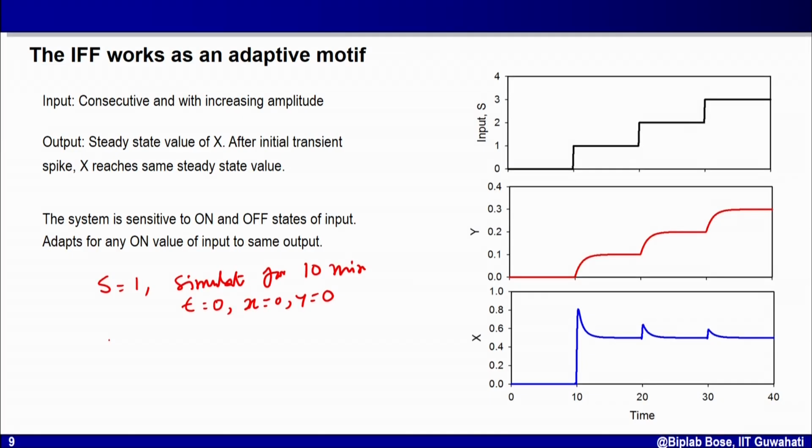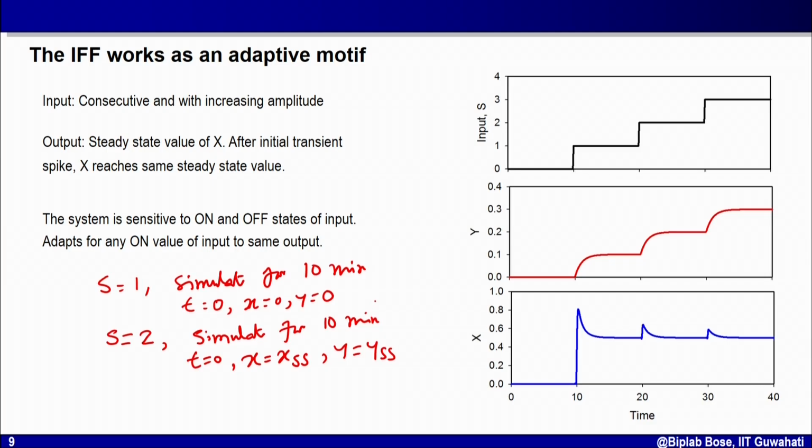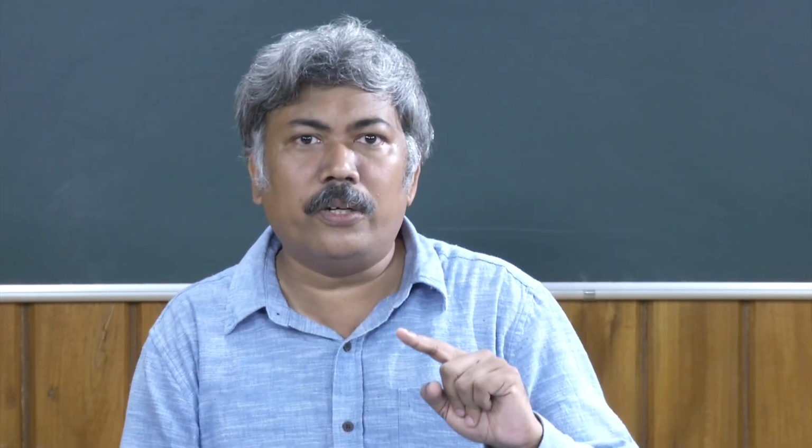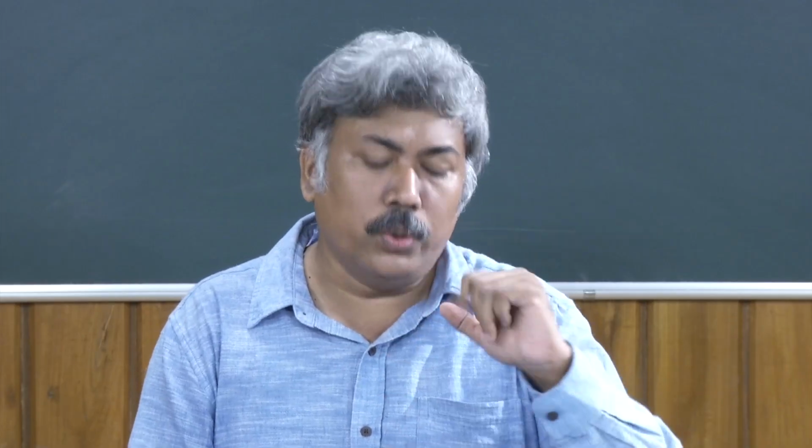I note down those steady state values. And then I again do another simulation with s equal to 2. Again simulate for 10 minutes. But in this case, at initial condition t equal to 0, x is equal to x steady state that I have got earlier, and y equal to y steady state. These two values are coming from the previous simulation. The steady state values of x and y that I got in the previous simulation, I use them as initial condition now and increase s to s2.